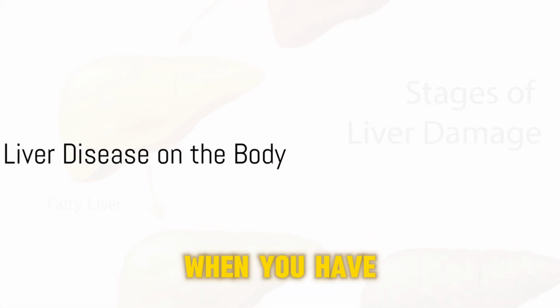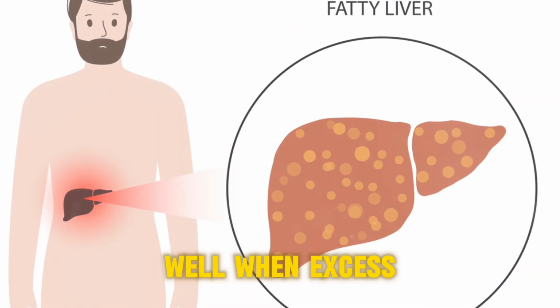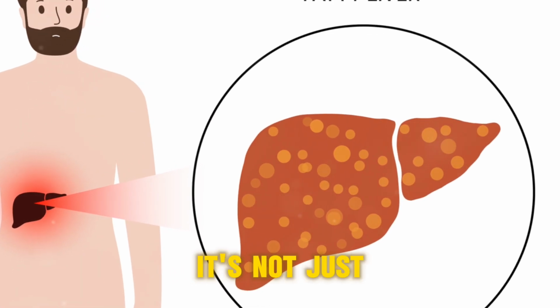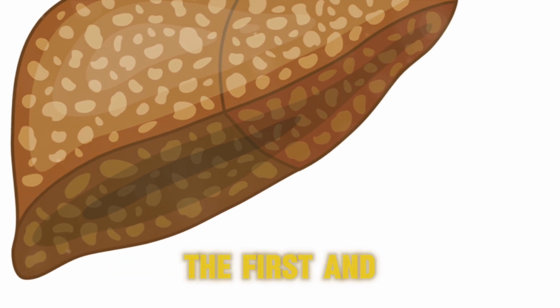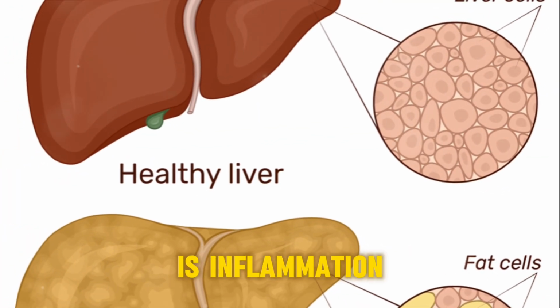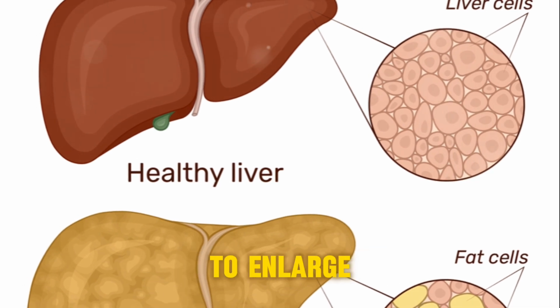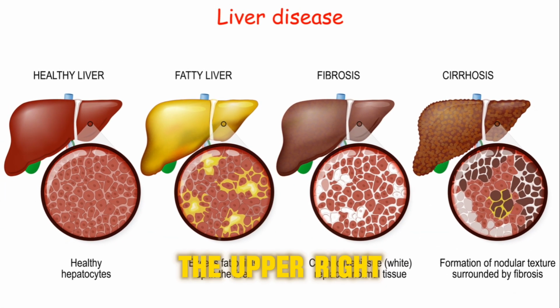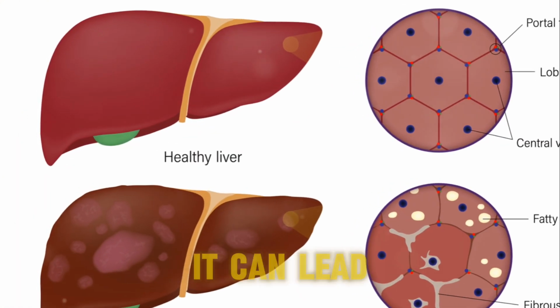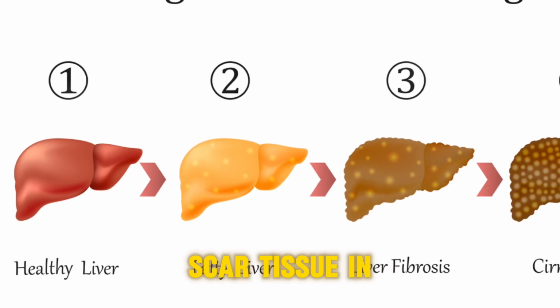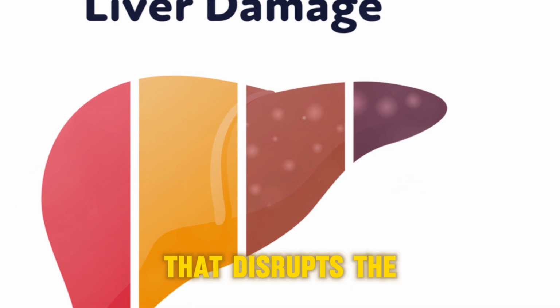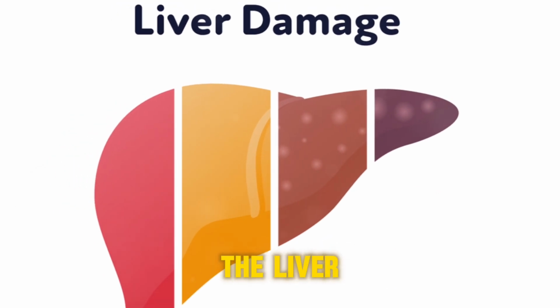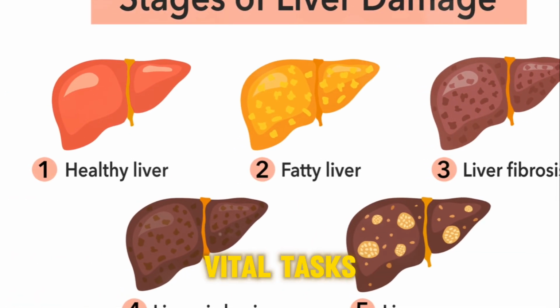So, what happens when you have fatty liver disease? Well, when excess fat builds up in your liver, it's not just a benign condition. It can lead to far more serious problems over time. The first and most common effect is inflammation. This inflammation can cause your liver to enlarge and can lead to discomfort in the upper right abdomen. But it doesn't stop there. When the inflammation goes unchecked, it can lead to the development of fibrous scar tissue in the liver, a condition known as cirrhosis. Cirrhosis is a serious condition that disrupts the normal structure and function of the liver, making it harder for your liver to perform its vital tasks.